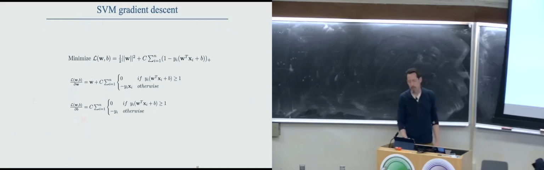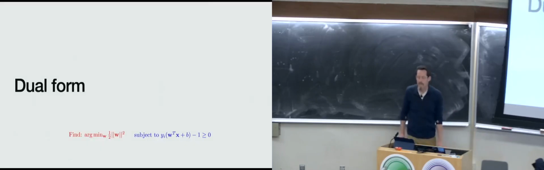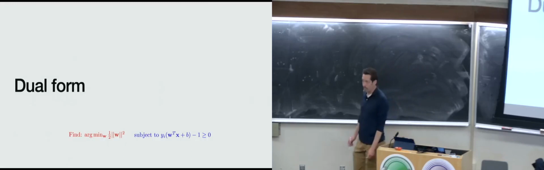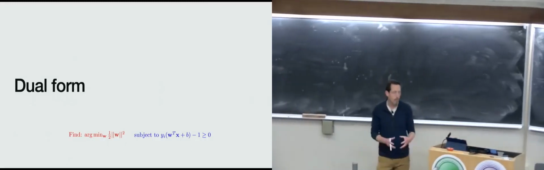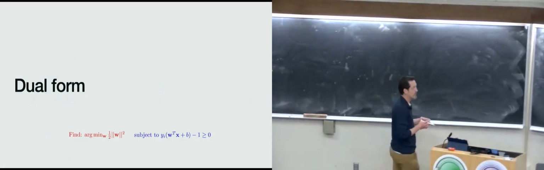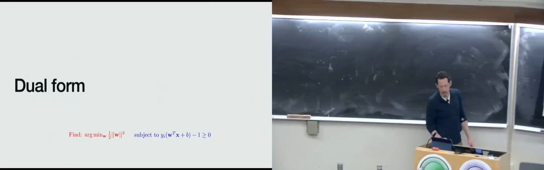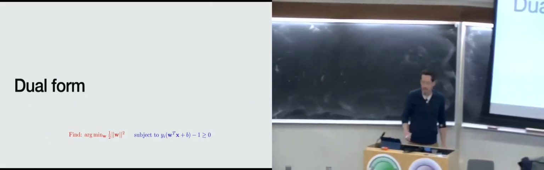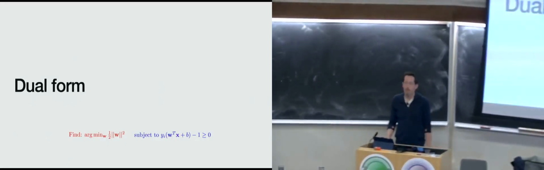Here's the bias term if you care about the bias term. But again, this can be computationally not the best. So here is an alternate way of solving this. This is the so-called dual form of support vector machines. This language is couched in the language of what are called constraint satisfaction problems.